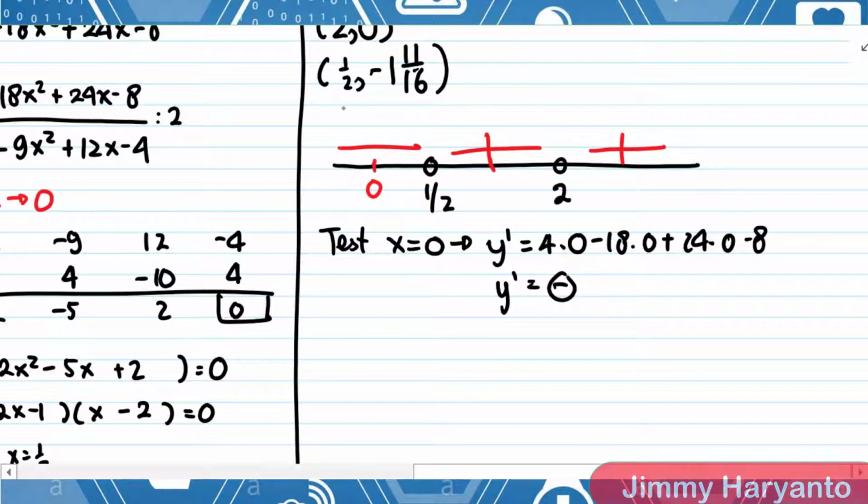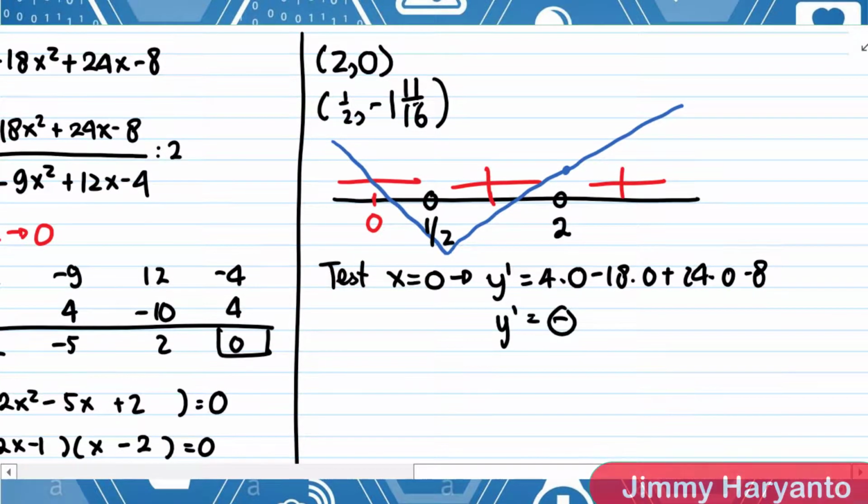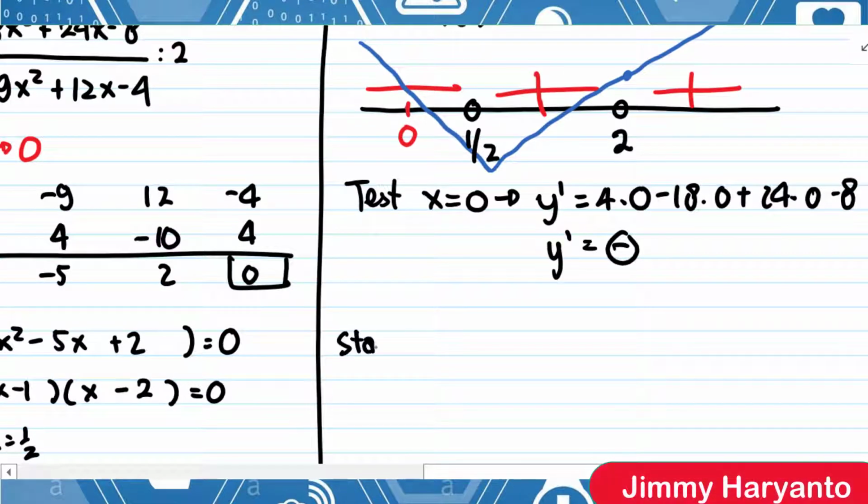Okay, so for this one is a decreasing function, and then for this one is an increasing function, and this one is also an increasing function. So there is no change at x equals 2. We cannot say that (2, 0) is a maximum or minimum. But later we will check whether (2, 0) is an inflection point or not. So at this moment we already have the stationary point.